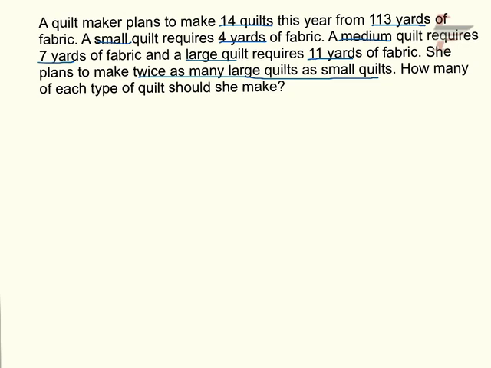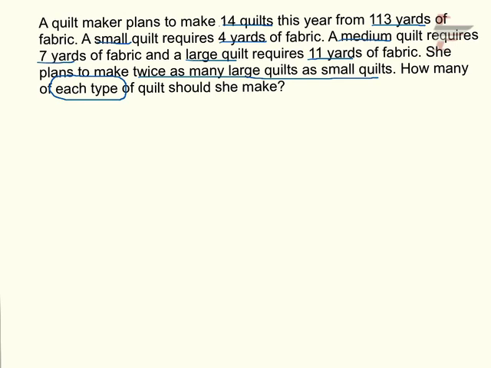I kind of told you it's going to be a system with 3 variables, but again, you go to the question: how many of each type should she make? Well, that's the variable. Nothing else can vary. Everything else in the problem was fixed. So it's pretty clear that there are different types of quilts, and those different types are small, medium, and large.